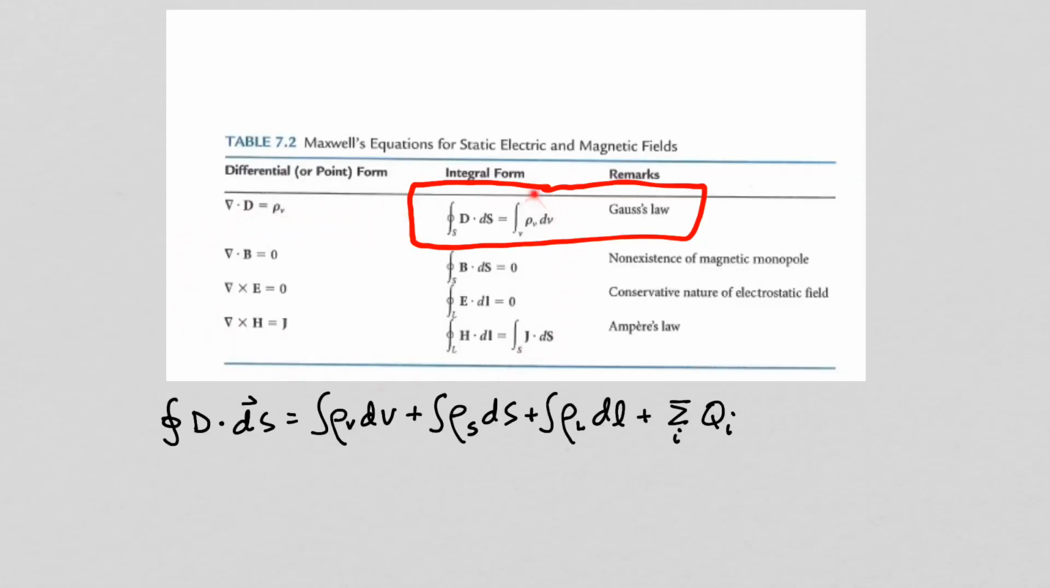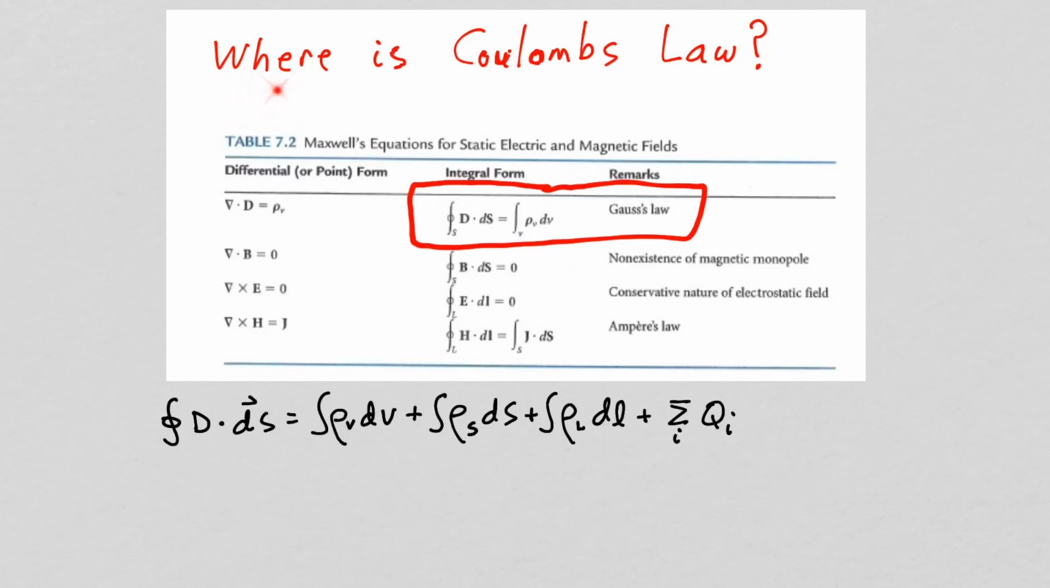Maxwell's equations are not equations that are derived. They describe physical observations. These four basic equations are all you need to describe anything dealing with electromagnetics. You might ask, where is Coulomb's law? Well, you can derive Coulomb's law from Gauss's law.